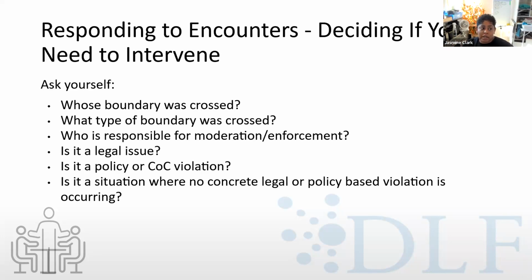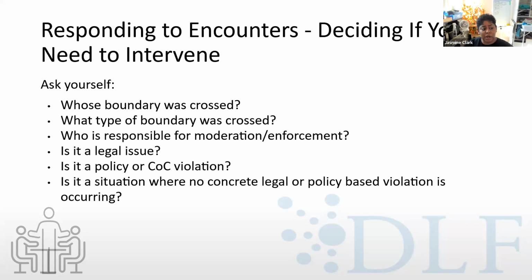Responding to encounters and deciding if you need to intervene. Some things you're going to want to ask yourself are, whose boundary was crossed? What type of boundary was crossed? Who is responsible for moderation or enforcement of that boundary? To clarify, if someone's breaking a law, then you may need to call law enforcement. However, if it's a code of conduct violation or someone's being a little rude, it may be better to call for a conference organizer or to intervene yourself.